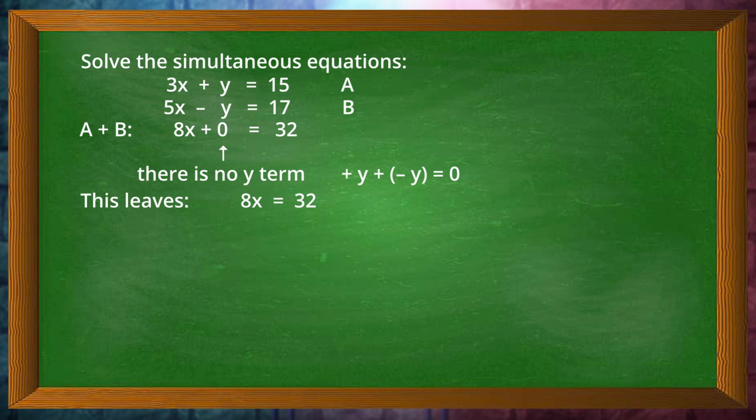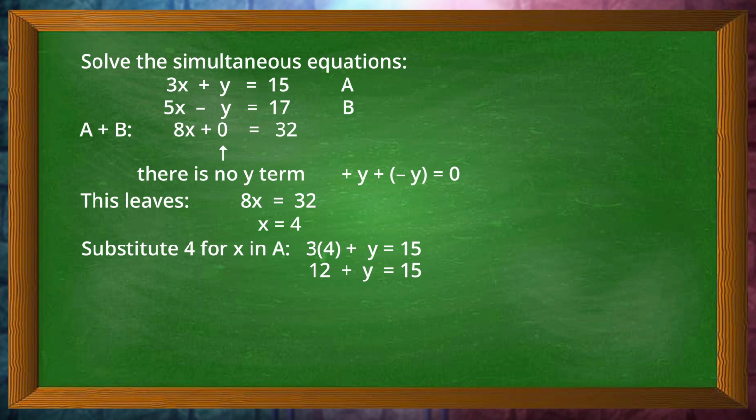Now we can solve the equation 8x is 32 by dividing both sides by 8 to get x is equal to 4. Once you know that x has the value 4, substitute 4 for x in either of the original equations. I chose A. This gives 12 plus y is equal to 15. Subtracting 12 from both sides gives the solution y is equal to 3. The solution for these simultaneous equations is x is equal to 4 and y is equal to 3.